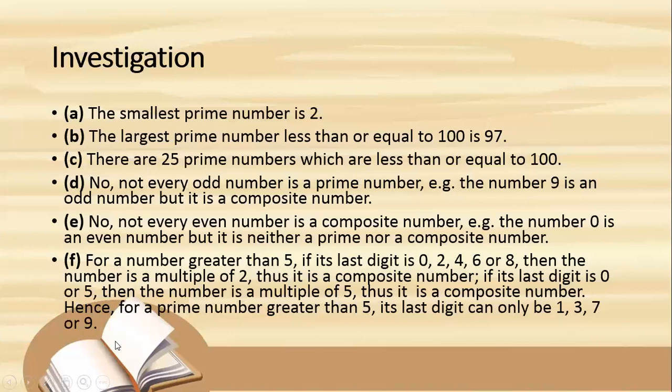So whenever you are going through a bigger number and you want to check whether the number is a prime number, just check whether the last digit of the number is 1, 3, 7, or 9. If it is 1, 3, 7, or 9, then it might be a prime number, but it is not necessarily a prime number.